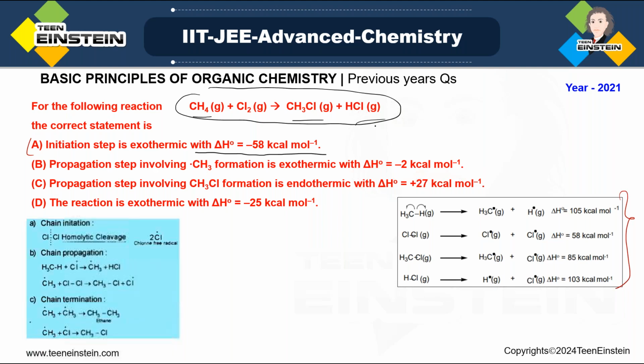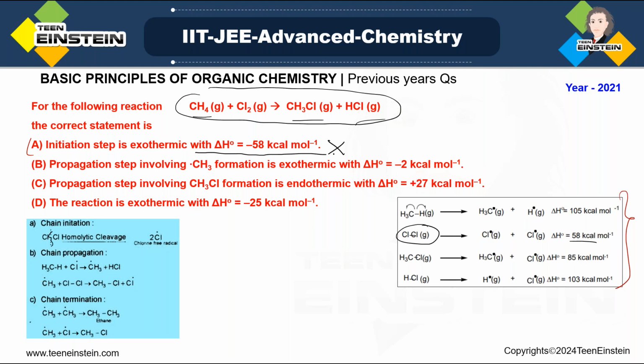So here you have to understand all these steps for this reaction. In chain initiation, basically you have to break the chlorine-chlorine bond. Now to break the chlorine-chlorine bond, you have to supply this amount of energy. It cannot be exothermic. You have to supply energy. So this is not a correct statement. Come to the next one.